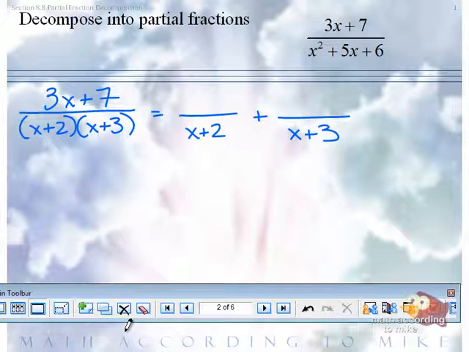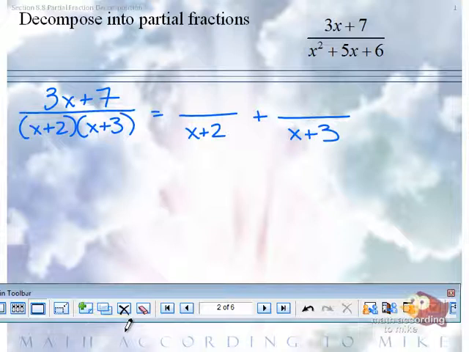Comment, does it matter which one you put first? Why? Because multiplication and addition are both commutative. So the work that you do may be different, but our final answer should be the same for everyone. Okay. So that's the denominators. We now need to just figure out what goes in the numerator so that when we make a common denominator and add them together, we get our 3x plus 7.